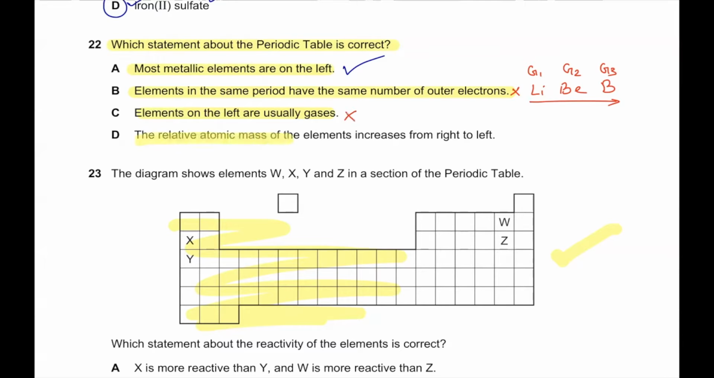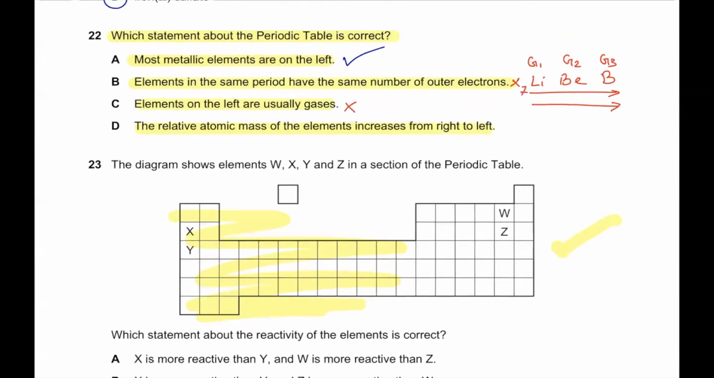The relative atomic mass of the elements increases from right to left. Now we know that the relative atomic mass increases in the direction shown. Lithium has a relative atomic mass of 7. Beryllium, then boron is eventually going to have more and more protons and thereby more and more mass number added to it. So question number 22, A is the correct answer.